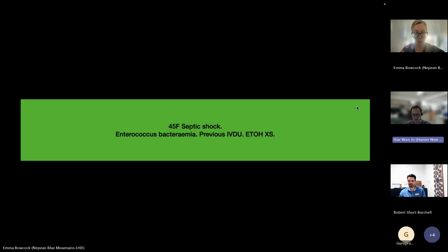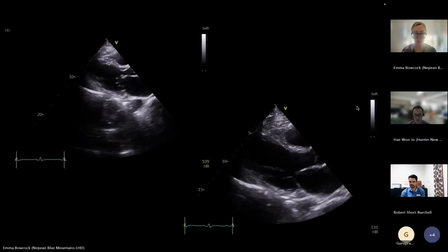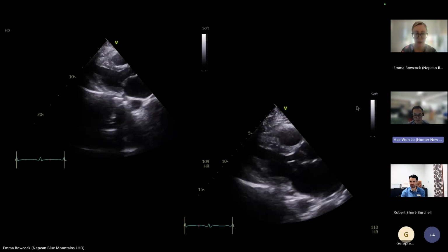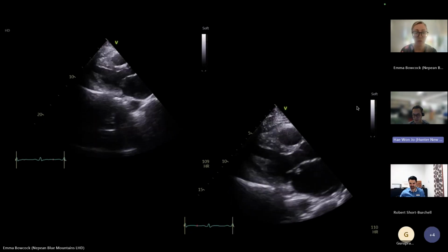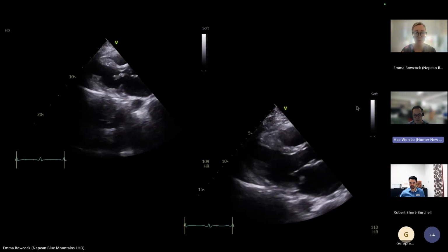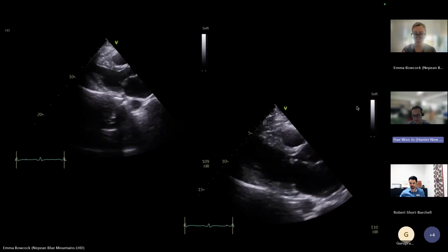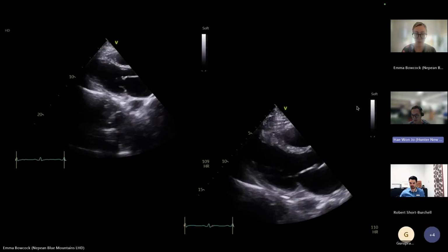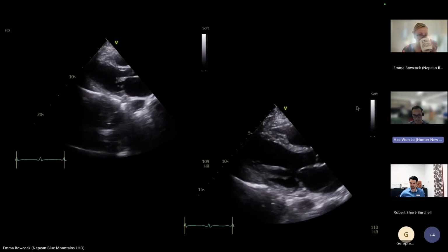So, a 45-year-old with septic shock, enterococcus bacteremia, previous IVDU, and alcohol excess. Very concerning TTE images based on the clinical history. I see a large mobile echogenic mass in the atrial part of the anterior mitral valve leaflet, suspicious for vegetation.